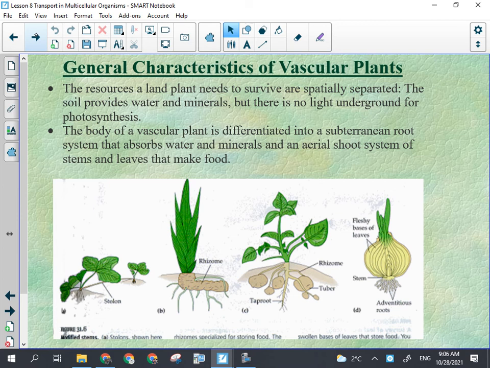Okay, you can't have materials going different directions in the same tube. That's not going to work. So there's a system of tubes for moving water and a system of tubes for moving the sugars that are produced by the leaves. Okay, so there's a lot of different adaptations that plants have come up with to help deal with the fact that their resources are in different places.